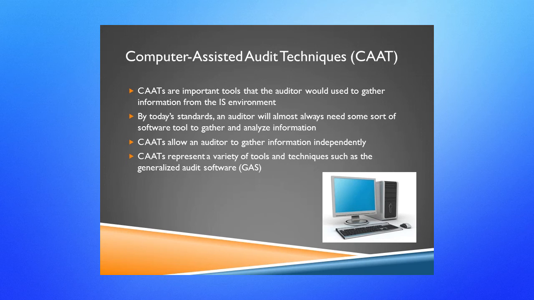Another part of auditing is the use of computer-assisted audit techniques, CAAT, and I'm just going to call it CAT, or CATs for plural. CATs are important tools that, as an auditor, you need to use to gather information in this IS environment. By today's standards, you're almost always going to need some sort of software tool to gather and analyze information, and the CATs do that. They can help you gather information independently. Now, when I say CATs, that's not a single software, but a collection of software that would fall under audit techniques, and that means they represent a variety of tools and techniques. One example is what we call GAS, the Generalized Audit Software.